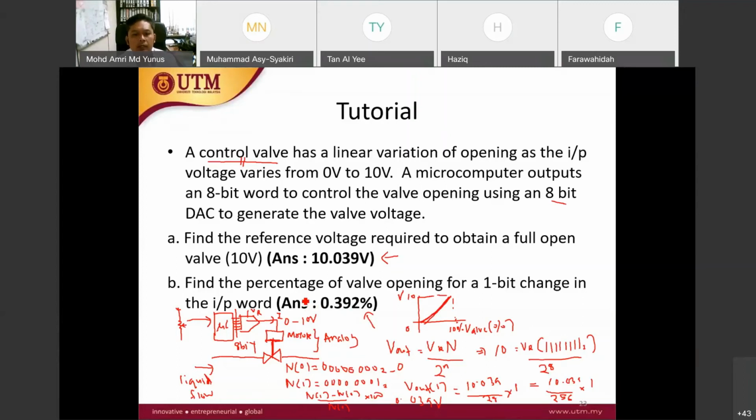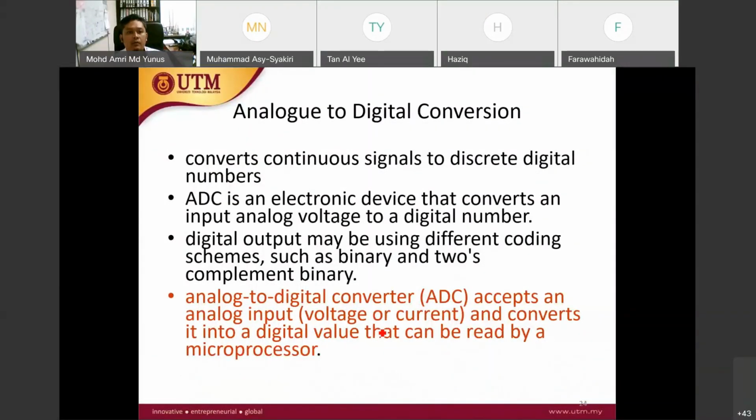But anyway, perhaps you can try the other value with the smallest change and then try to get the correct answer. Or perhaps this is the wrong answer, but anyway. So that's the digital to analog converter, and then analog to digital conversion is the other side of the coin.